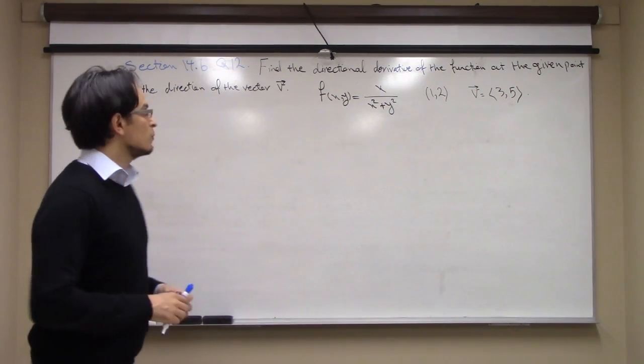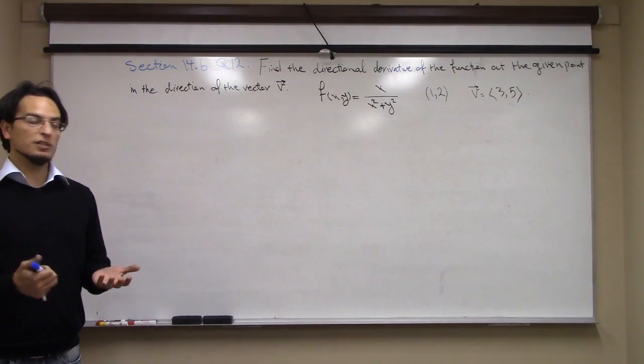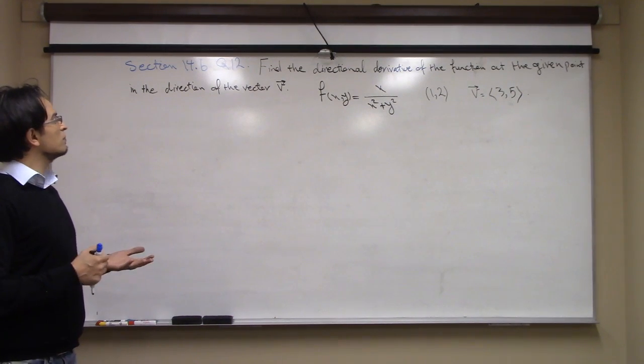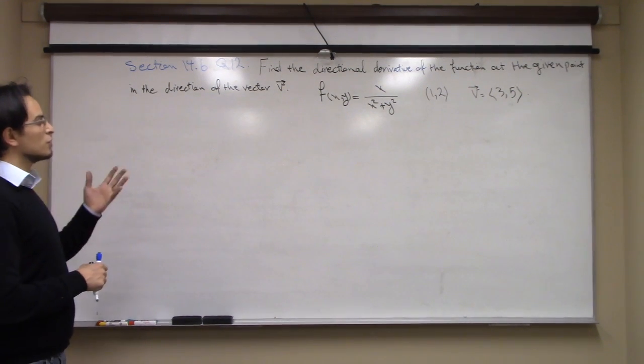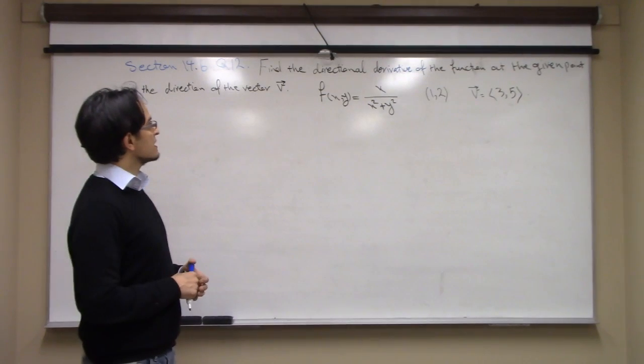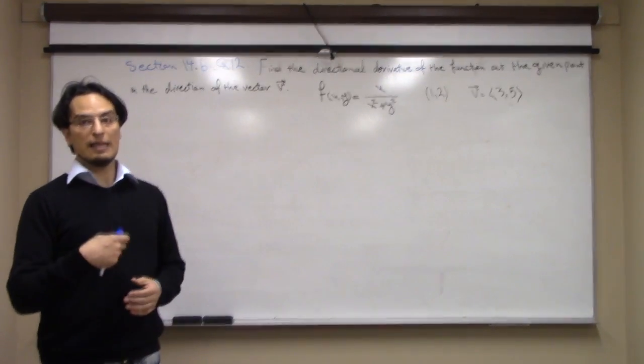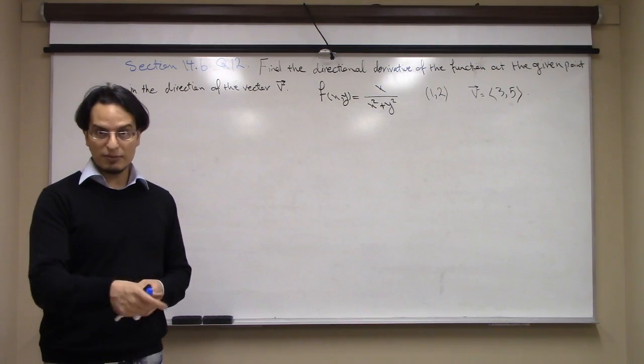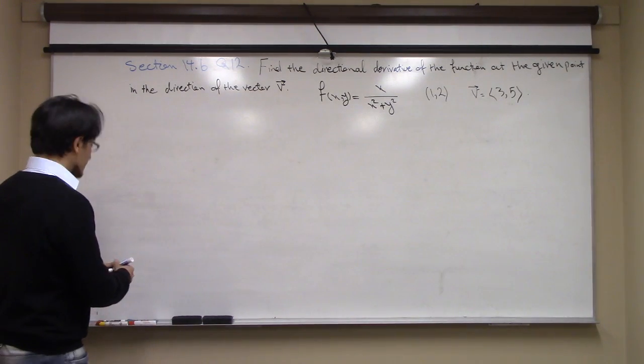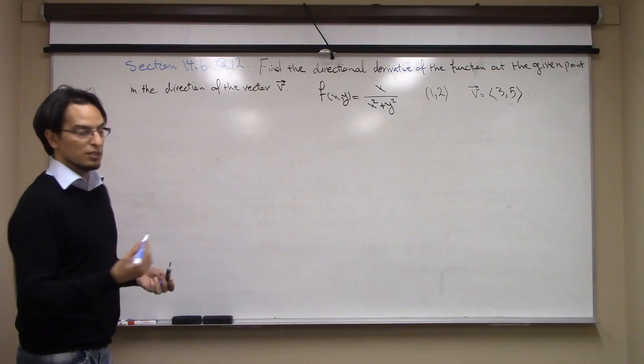Hello. We are back this time with a question from section 14.6, question 12 of the book, which says: find the directional derivative of the function at the given point in the given direction. So let's first see what the directional derivative is.